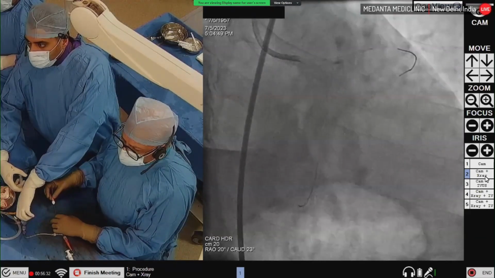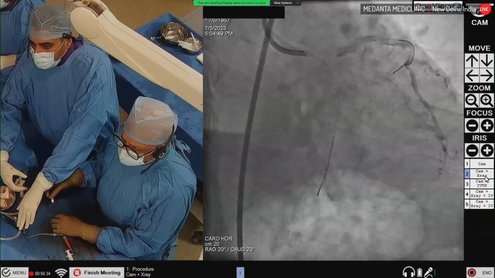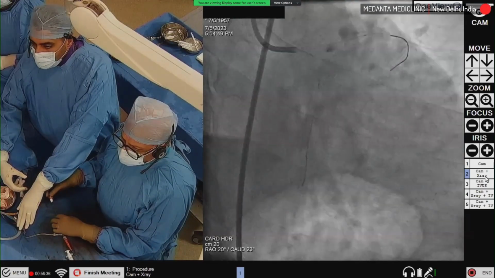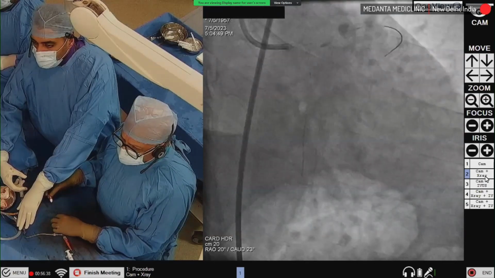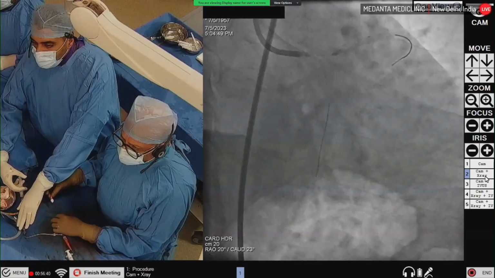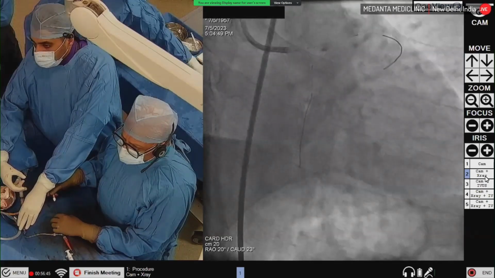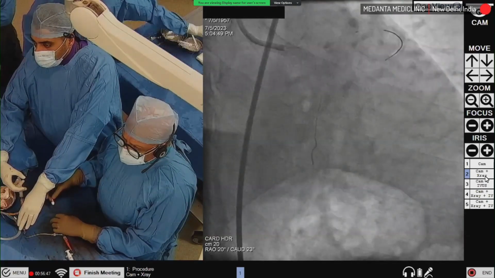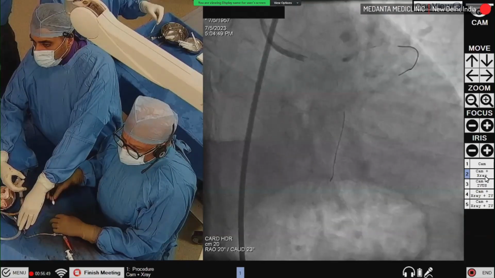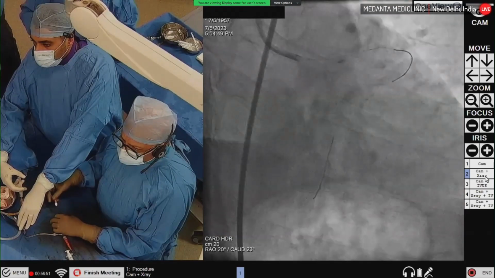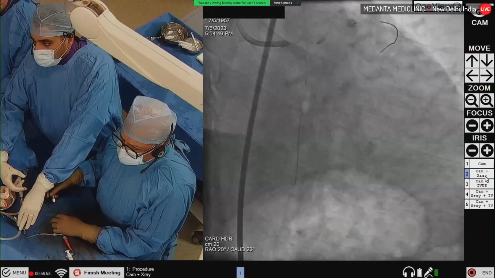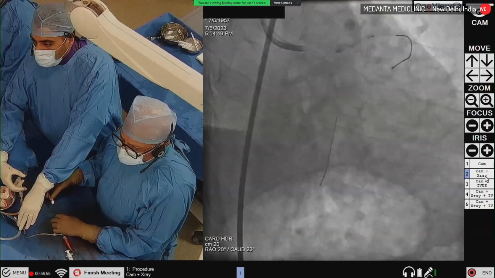Okay, so we have crossed this in a branch. Check, please. We have entered in a branch. I want to go distally in this side. Balloon. So it is entering in a small branch, as you can see.